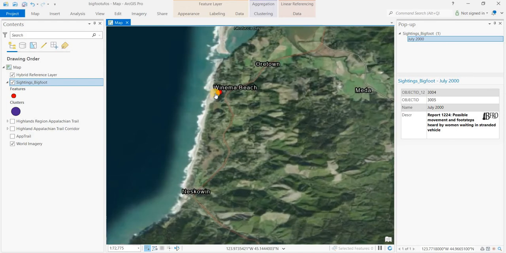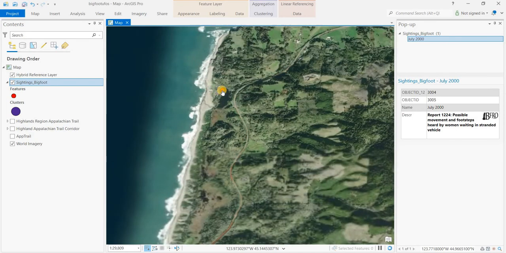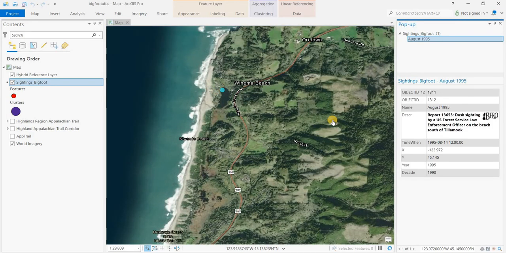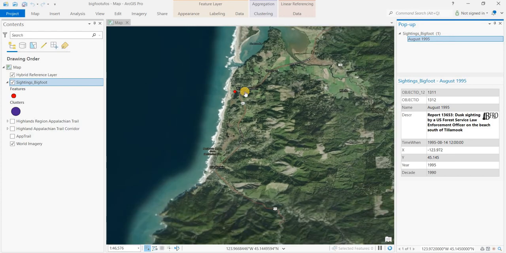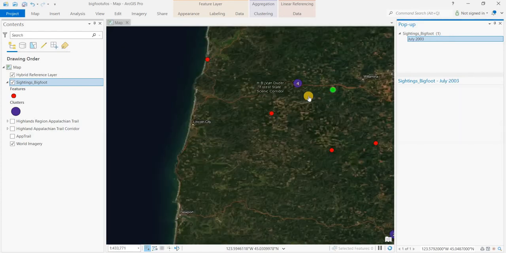There's one right on the coast. Winema Beach. August 1995. Dusk sighting by U.S. Forest Service law enforcement officer on the beach south of Tillamook. And it's right on the beach. So this is another one that we should look up. It's 13653. So we've got a couple here that we should look into in more depth and make a video on. So we'll do that.